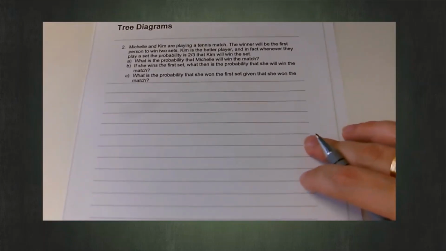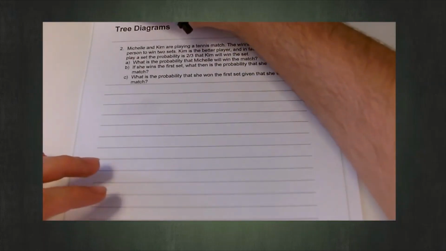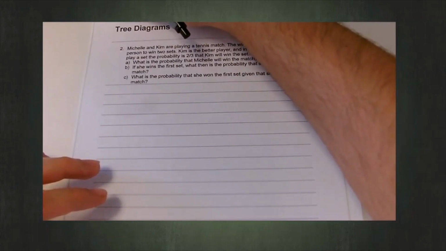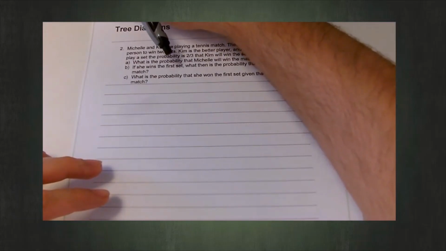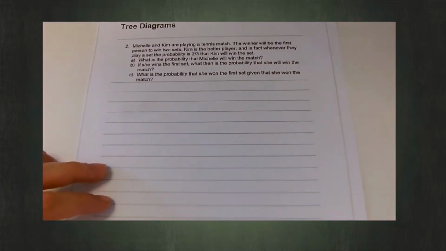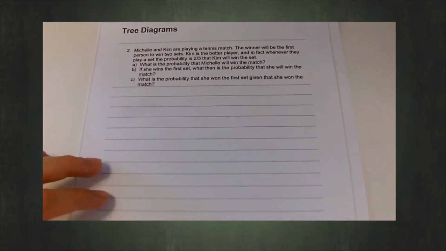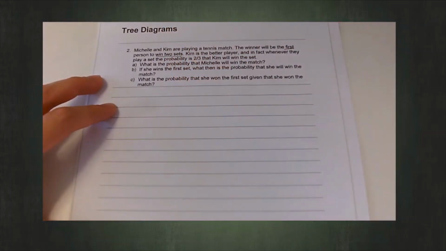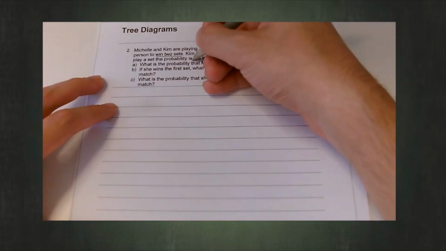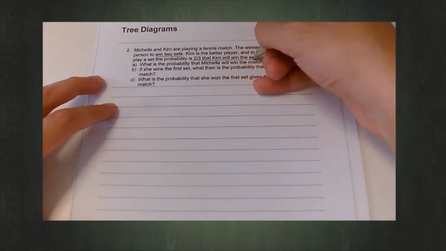Now question 2 is a bit more difficult. You've got to think in a different way, and there are 2 perspectives you could take on this. Michelle and Kim are playing a tennis match. The winner will be the first person to win 2 sets. Kim is the better player, and whenever they play a set, the probability is 2/3 that Kim will win the set.